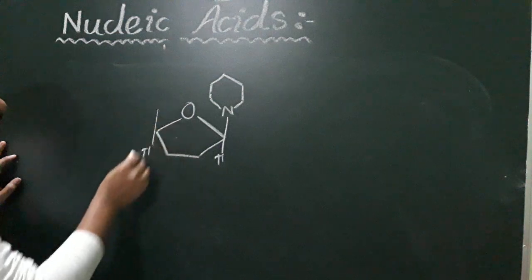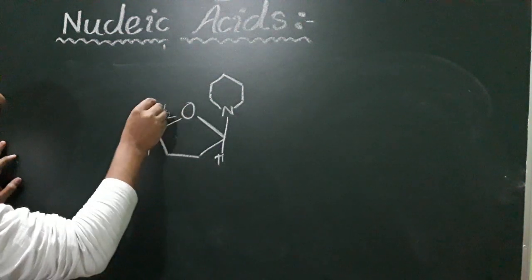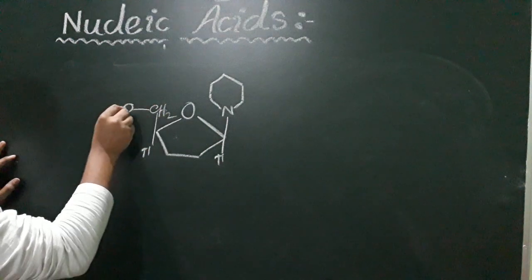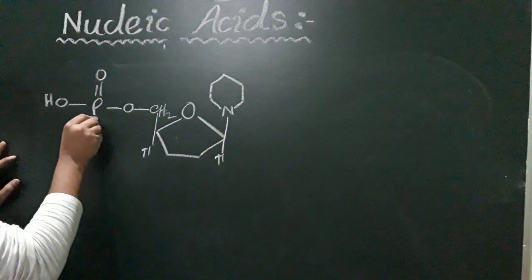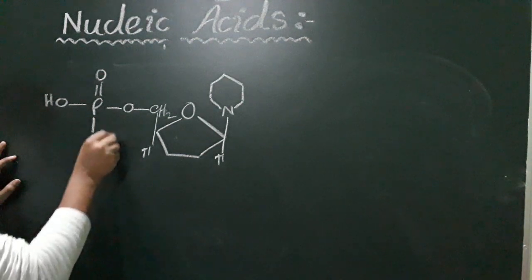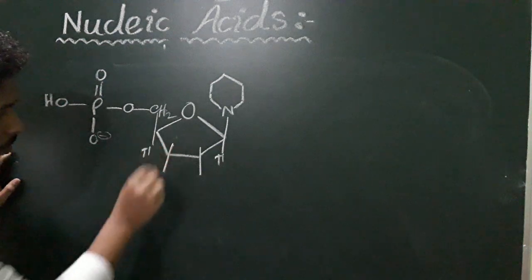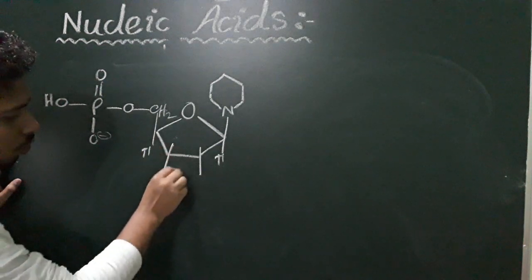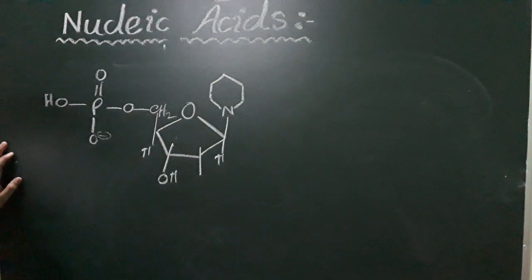Okay, so here this phosphate group is CH2 bond O, bond P double bond O, bond OH, bond O minus. So here we have OH. Okay, so this is one nucleotide. Now I am going to write the structure of another nucleotide.